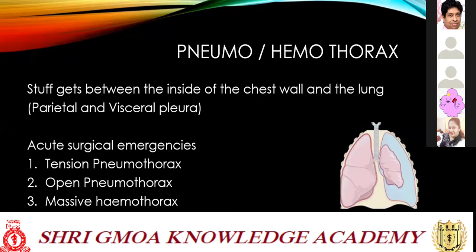Open pneumothorax means there is a wound which acts as a sort of valve. As a result of that, air comes through that wound and collects inside the pleural cavity. Then massive hemothorax means blood inside the pleural cavity. The collection is more than 1,000 milliliters, 1 liter. The problem is there are two things, hypovolemic shock and then the obstruction as well. So you have to treat the patients accordingly.